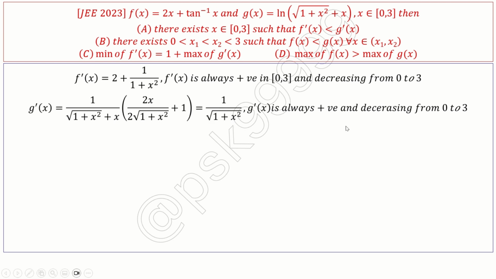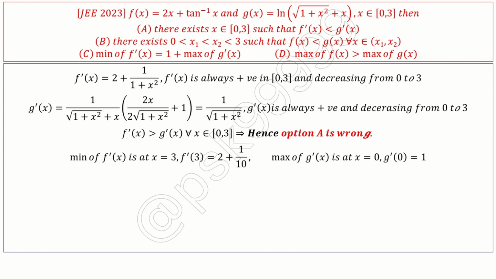Now let's check each option one by one. f dash x is always greater than g dash x. Why? Because f dash x has a minimum of 2 plus a fraction, while g dash x has only a fraction, so within the range 0 to 3, f dash x is always greater than g dash x. So option A is wrong. Forget option A now.